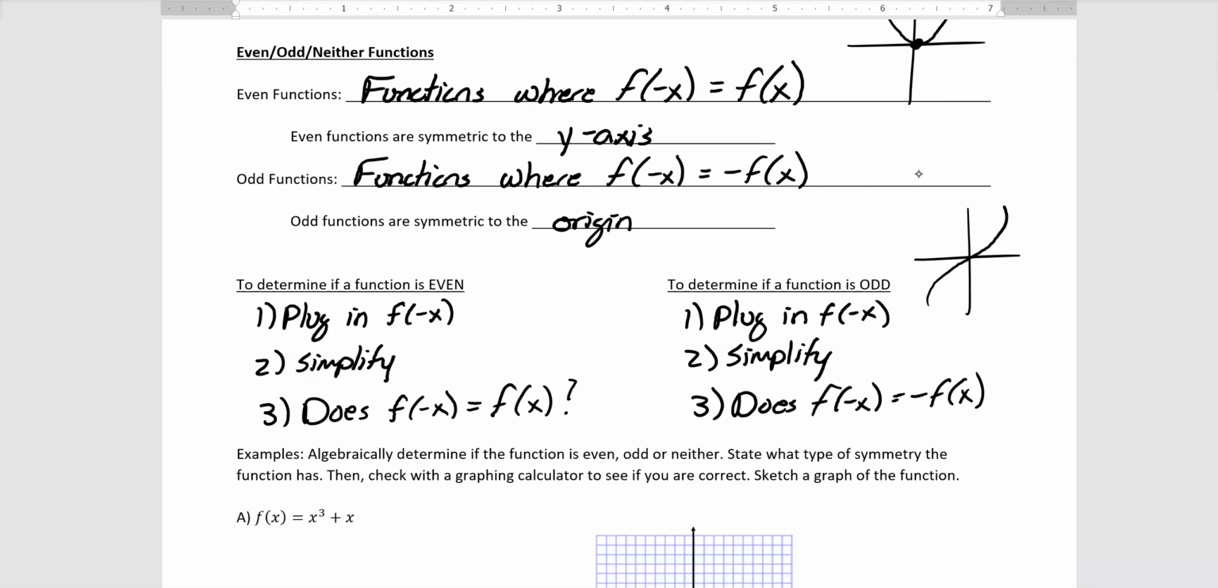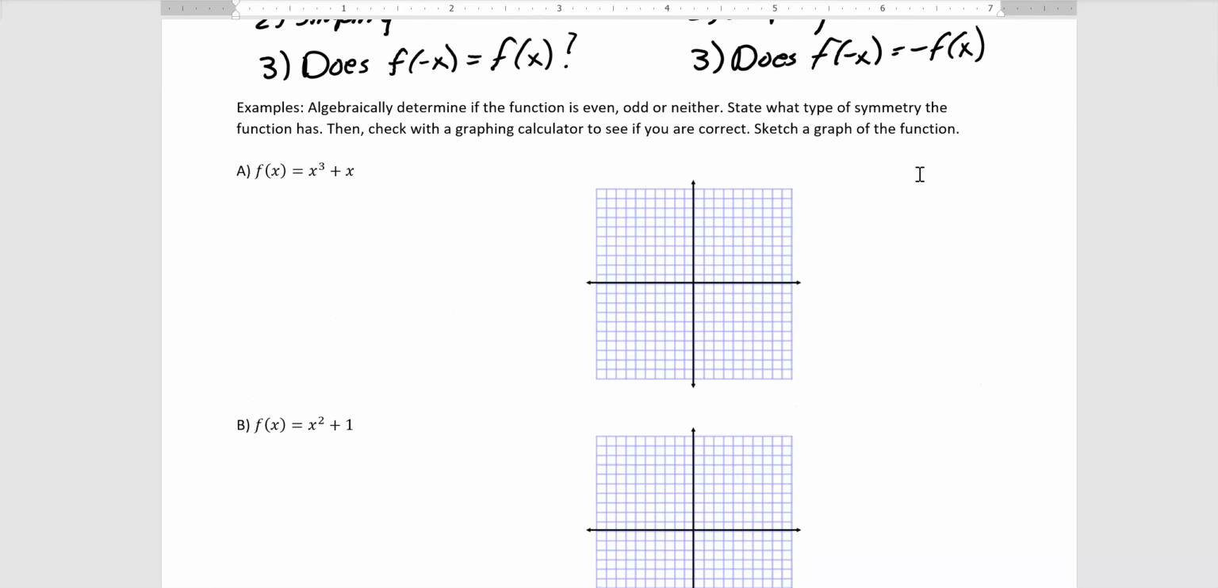So let's do this together with letter A. So what we're going to do is we're going to determine if it's even, odd, or neither, and then we're going to graph it also to check our work. So f of x is x to the third plus x, which means that negative f of x is switch all the signs. So it would be negative x to the third minus x. So now to perform the test, I plug in negative x. So I would have negative x to the third plus negative x. Anywhere there was x, I'm now plugging in negative x.